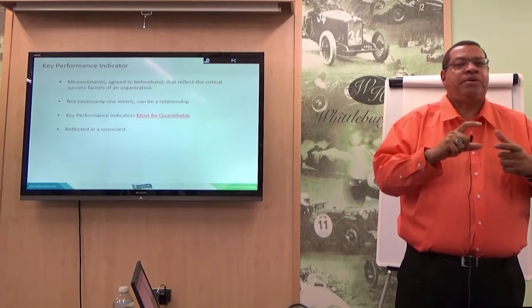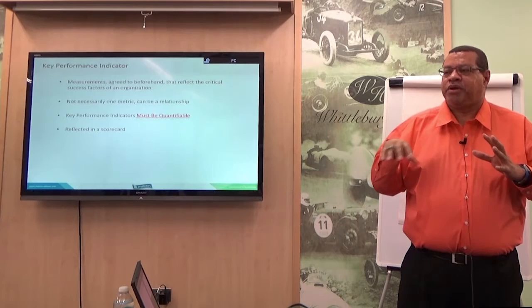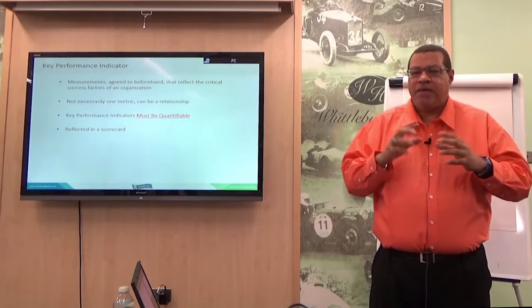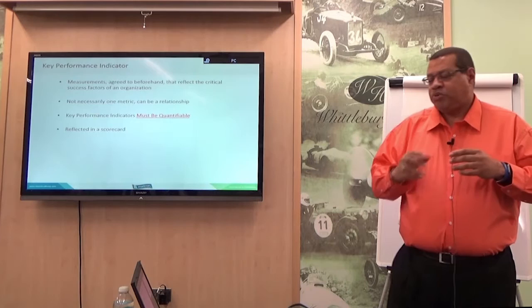Most of the time, it's reflected on a scorecard. The scorecard is usually red, amber, and green. Green means we're fine. Amber means we may have issues, we may not be meeting our KPI. And red means danger, Will Robinson. We've got an issue out here. So that's what it is.